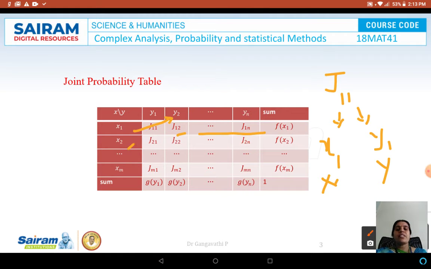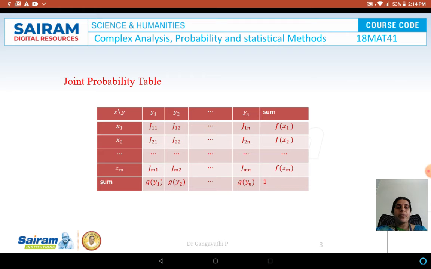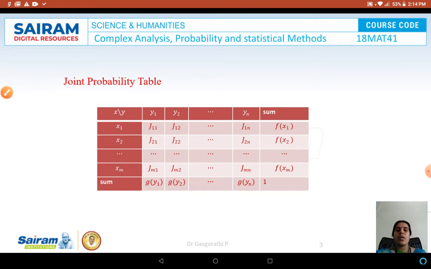Similarly, let us go for the second value of x now, with all the values of y, that is y1, y2, y3 and so on. Here 2 represents the second value of x and 1 represents the first value of y. So J21, then J22, and so on. However many values of x and y we have, it will go up to J2n.